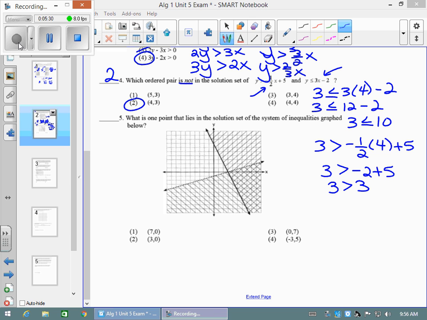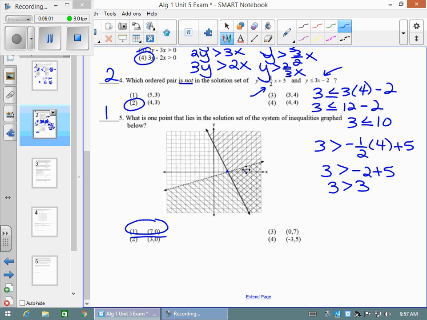Question 5 asks, which point here lies in the solution set of the system of inequalities? So if I take a look at each point, (7, 0), if I go over 7, 1, 2, 3, 4, 5, 6, 7, 0, right away I can see that that point does lie in the double shaded area. So it actually comes out to be choice 1. But let's just see why the others don't work. (3, 0) does appear to almost look like it's in the solution, but because this intersection point is an intersection between a dashed line and a solid line, that would not be in the solution set.